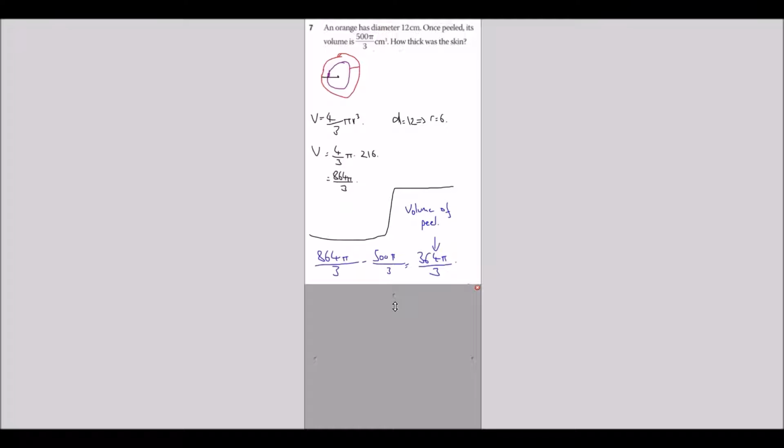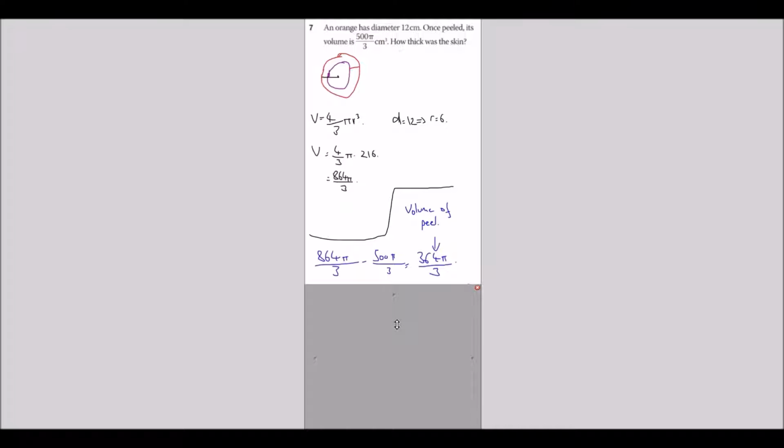If you look at Da Vinci's painting up here, you'll see that the red bit here is the peel, the purple bit here must be the inside. Altogether we've got the whole orange. If we take out the purple inside, what we must be left with is this red peel. So this volume here is the volume of our peel. This doesn't actually simplify exactly, so I am going to leave it in that form. It is 364 pi over 3.